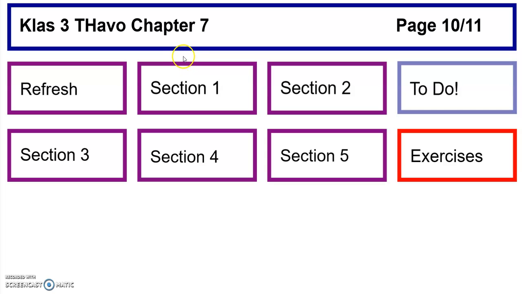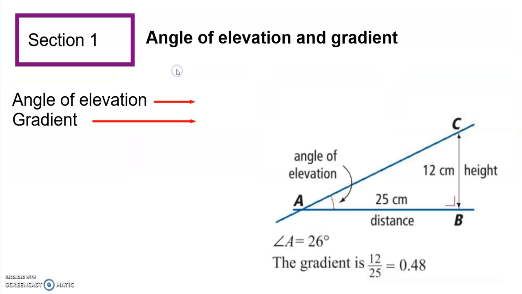Hello, in this video we're going to take a look at section 1 of chapter 7. In section 1 we're going to look at two ways of expressing the steepness of a slope.